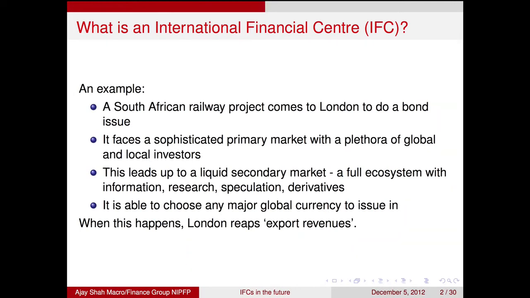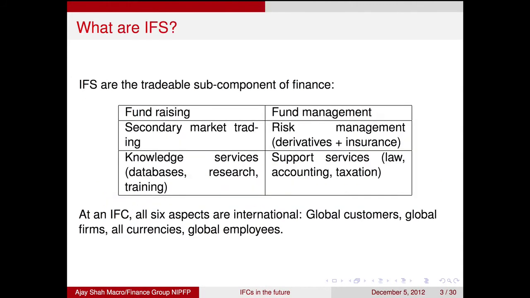And part of why it is easy to sell a bond issue into London is because after the primary market, there is a very active secondary market. There is the full ecosystem of people analyzing a South African railway project and being willing to undertake speculative trades on it and thus do price discovery. And London is an international financial center, which means that this railway project could issue in any global currency. It's not limited to issuing in Great Britain pounds. When this whole enterprise takes place, London derives a great deal of services revenues, which constitutes exports for London.